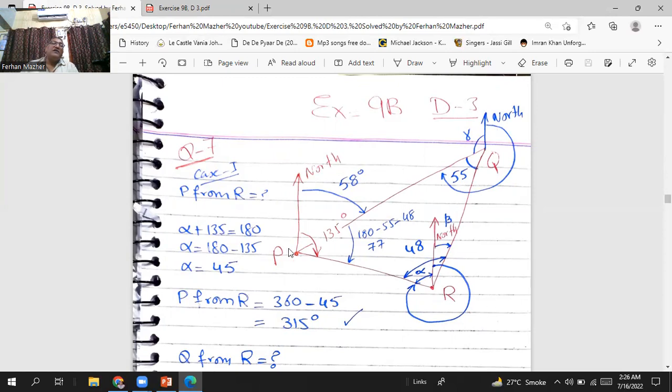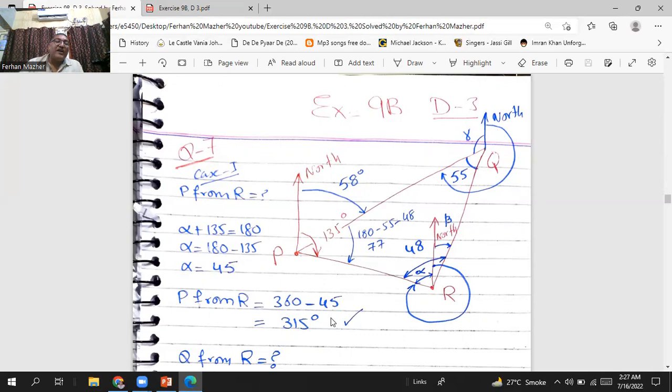So the bearing of the P from the R means draw north on the R, and from that north go clockwise to the RP line. So that angle here, this clockwise angle outside here, will be 360 minus alpha. So it will be 360 minus 45, and that will be 315. So the bearing of the P from the R will be 315.